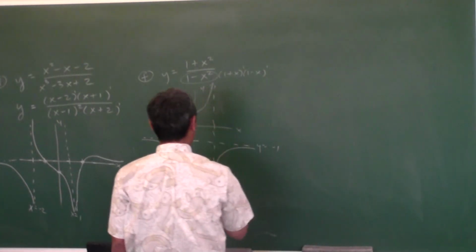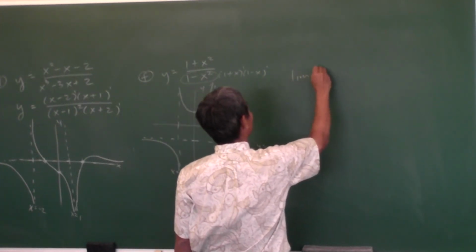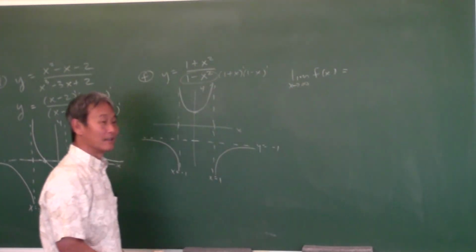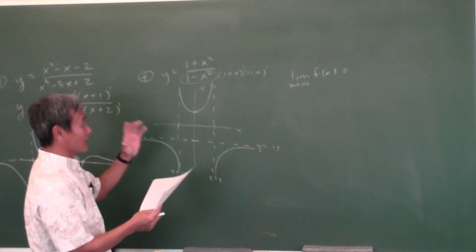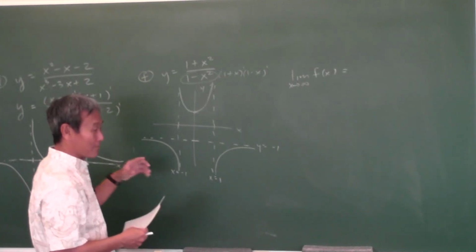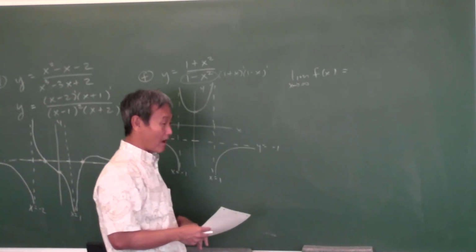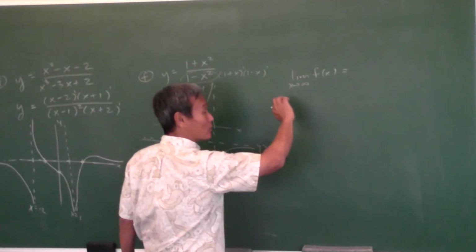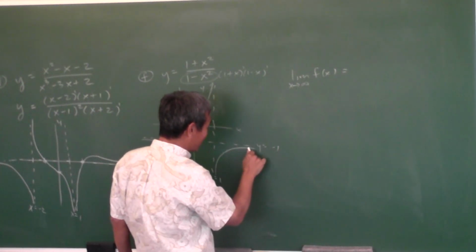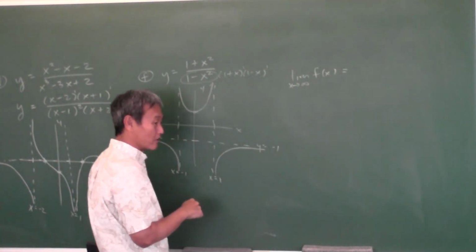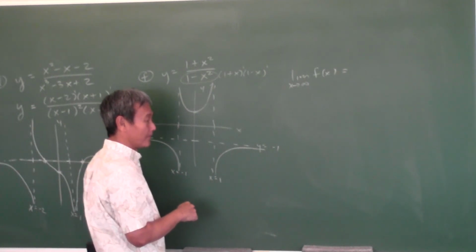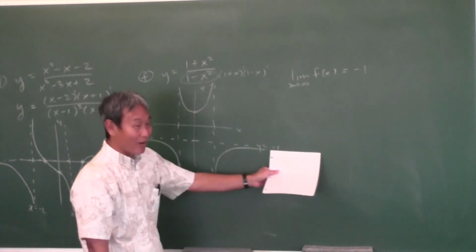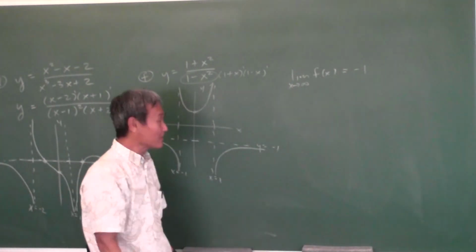Okay, so look at this graph. What if I were to ask you, what is the limit of this function as x approaches infinity? What does that mean? That means as x gets larger and larger, like a million, a billion, a trillion, the y coordinates of the graph are getting closer and closer to what number? As x approaches infinity, in other words, as the graph goes out to the right, the y coordinates are getting closer and closer to negative 1. Why is that? That's because that's what the horizontal asymptote is. It's getting closer and closer to it.